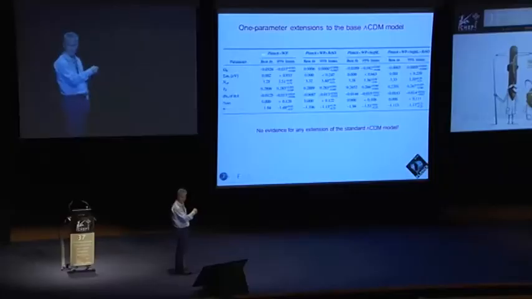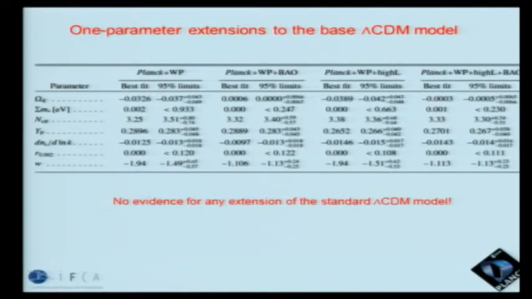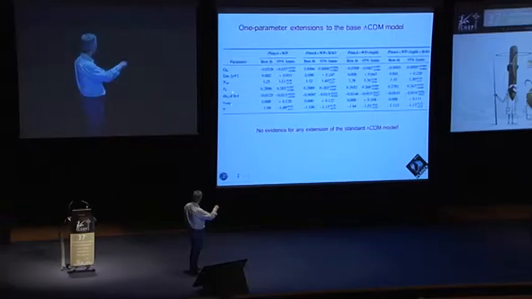So going beyond the standard model and allowing other parameters in the analysis, we see that for the curvature of space, if we allow a non-zero value, then we get something which is compatible with 0. And this is determined with an error of 0.006 in the best case, combining also with BAOs, baryon acoustic oscillations, galaxy surveys. So there is no evidence for any extension of the standard lambda CDM model. In particular, there is no evidence for curvature in space.